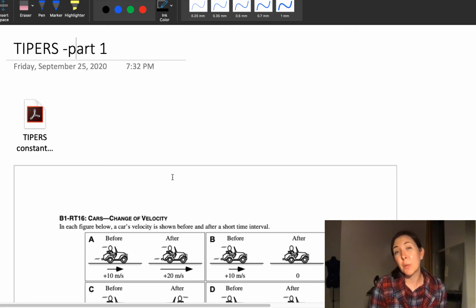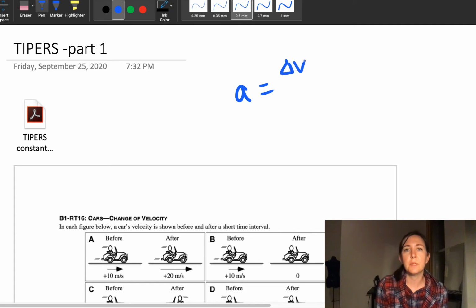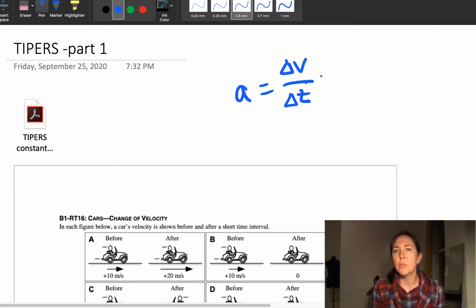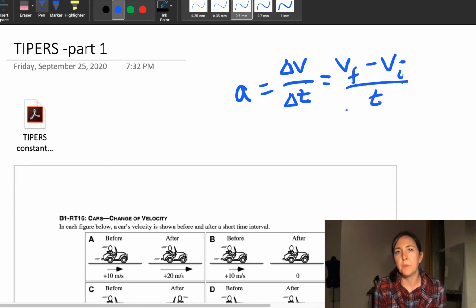I'm just going to give you a quick overview of these first 10 questions that you have to do today. So remember, acceleration has to do with velocity, and it's the change in velocity over the change in time. Most of the time, we think that time starts at time 0. So really, it's the final velocity minus the initial velocity over the time. This gives you the average acceleration.